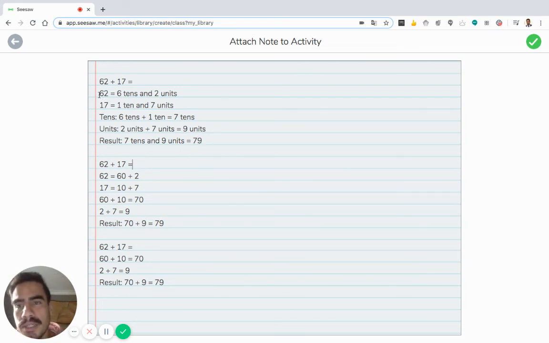In the first way, we broke into tens and units, and we wrote down tens and units and add them. In the second way, we also broke, but we add using numbers. And in the third way, we skipped some steps and did 70 plus 9.